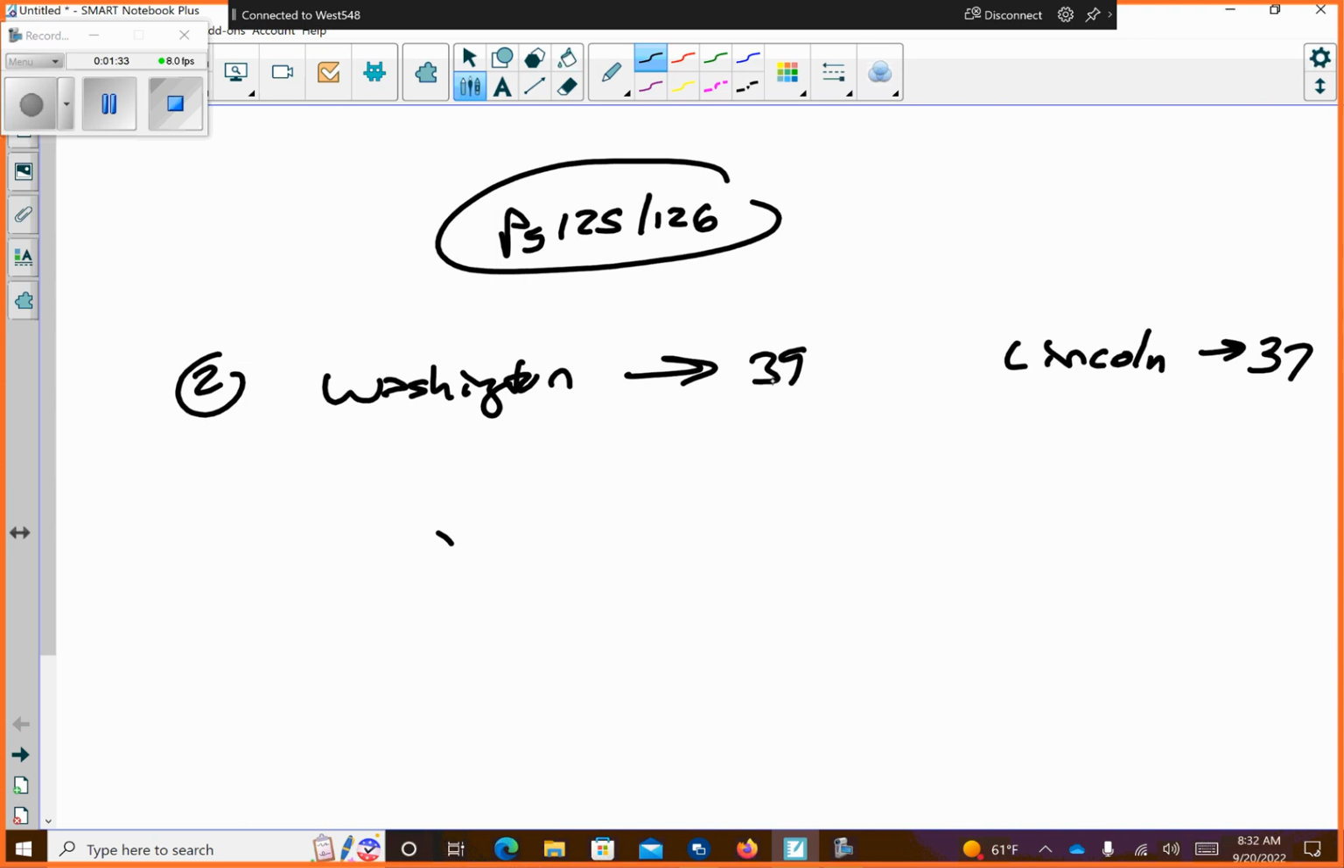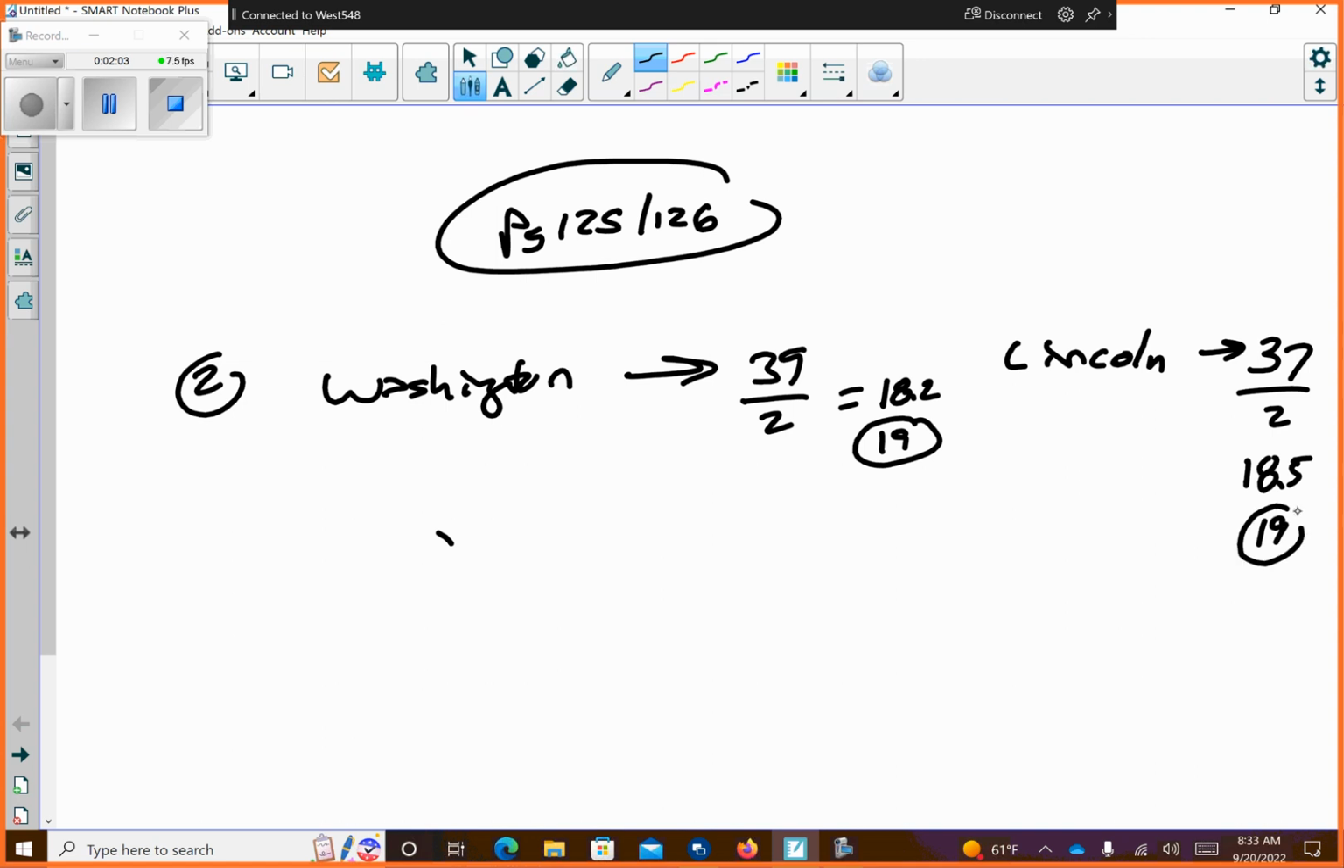So it looks like, so half of 39 is 18.2. So 19 is going to be our median there. Lincoln, if I divide that by 2, we're looking for the 19th score. So it goes in there once, 18.5, so that's at 19 as well.